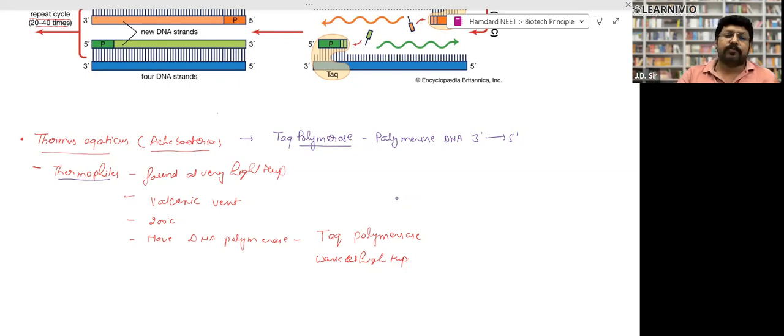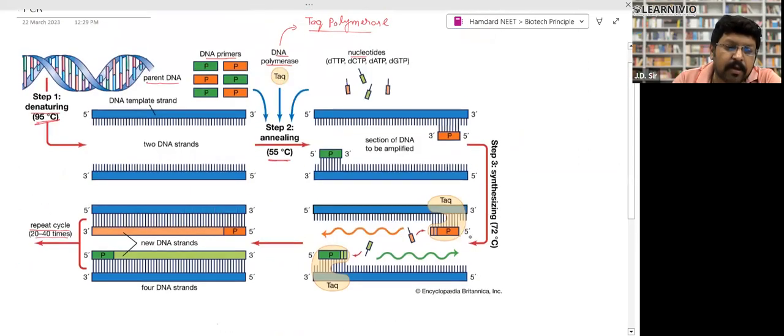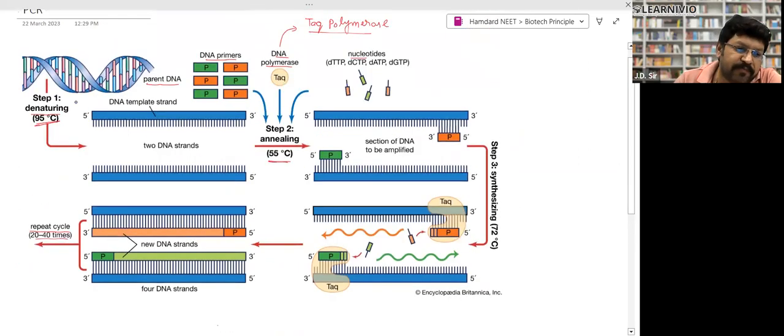These are the separate questions which have been asked. So this one thing is clear, why we use the Taq polymerase during the PCR. Now come to the steps of PCR. In polymerase chain reaction, we take a sample DNA. While taking the DNA, we increase the temperature to 95 degrees centigrade. This process is called denaturing.